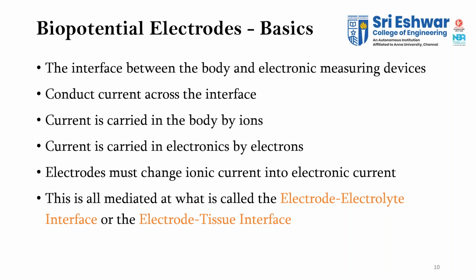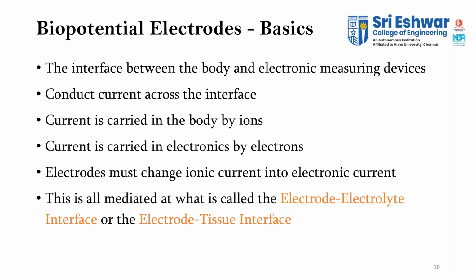That is the current conduction across the interface. Next, current is carried in the body by ions. Ions are present inside a human cell: potassium ions, sodium ions, and many other chemical ions present inside the human body. By the movement of those ions, we get potential signals. So the signal we get from the movement of ions is said to be biopotential.